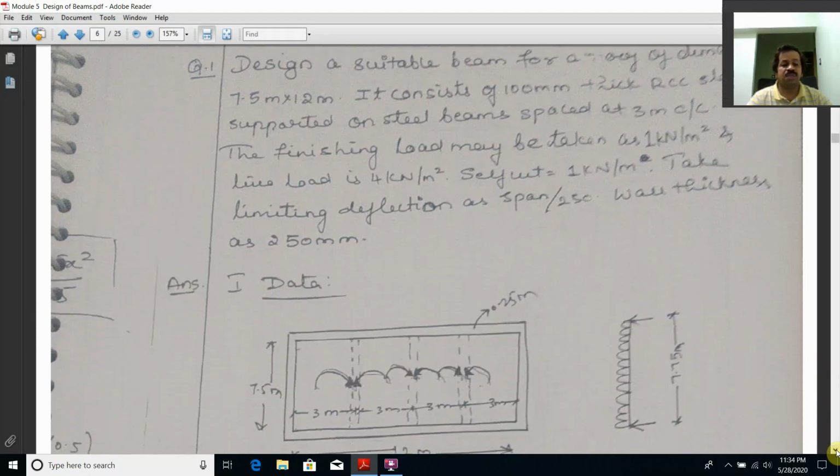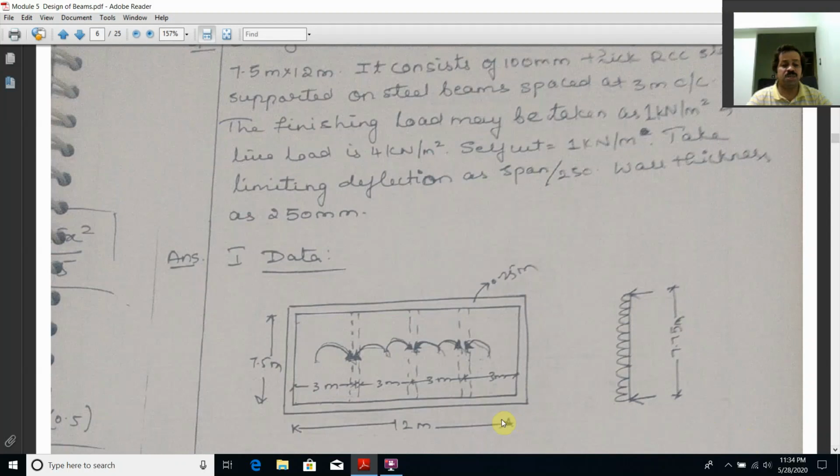So this is a small pictorial representation, 7.5 meter by 12 meters, and the beams are spaced at 3 meters center to center. Now the job is to design this intermediate beam. As this is 3 meter and this is 7.5, this kind of slab is a one-way continuous slab. So the loads on this intermediate beam will be 50%: WL by 2 comes on this beam, WL by 2 comes on the other beam.